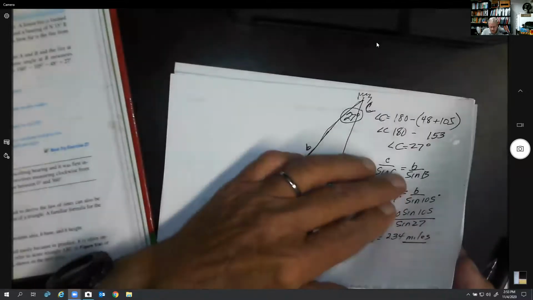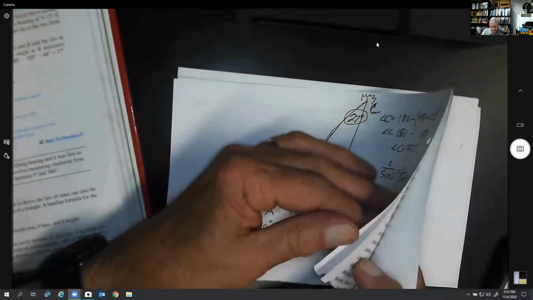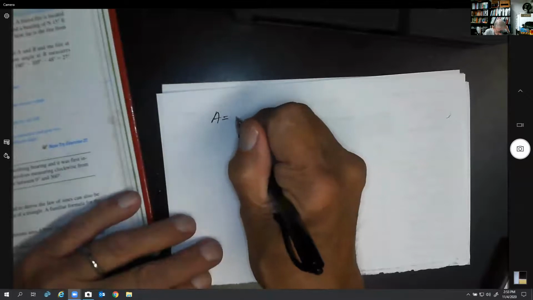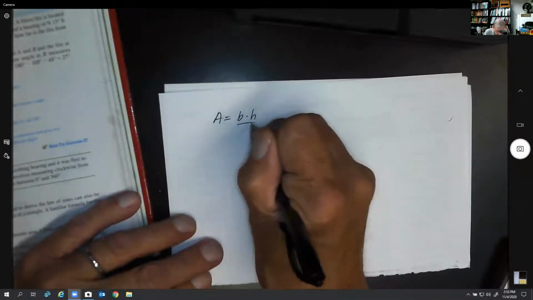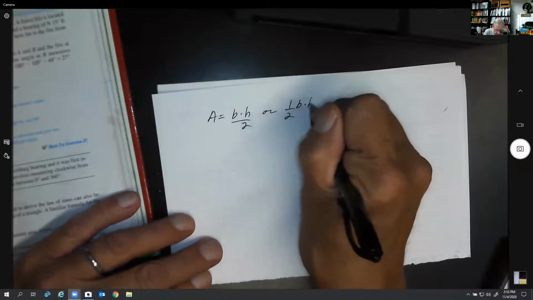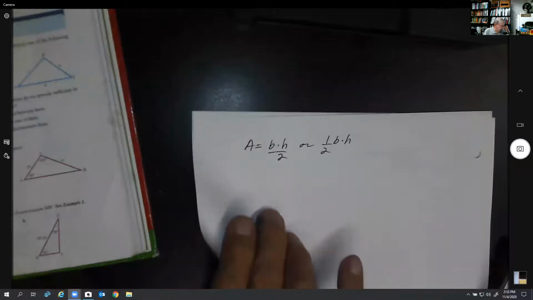Okay, I got one last one I'm going to show you, which is kind of an interesting problem. You're used to the area. What is the area of a triangle? If you have a triangle, you want to find the area inside. It's base times height divided by 2, or 1/2 the base times the height. But we're going to use a little variation on that.